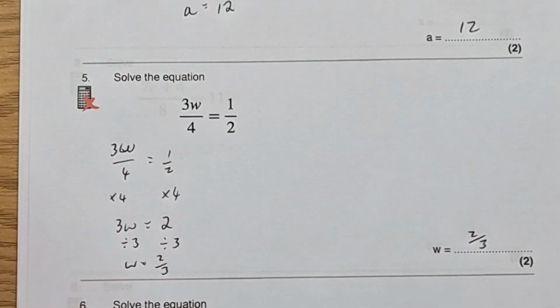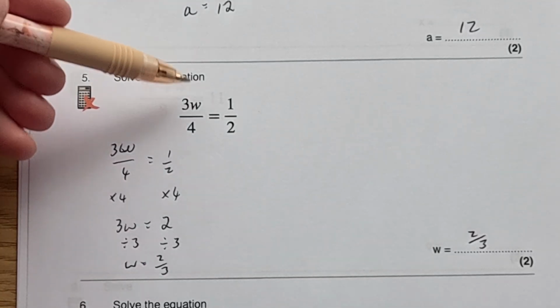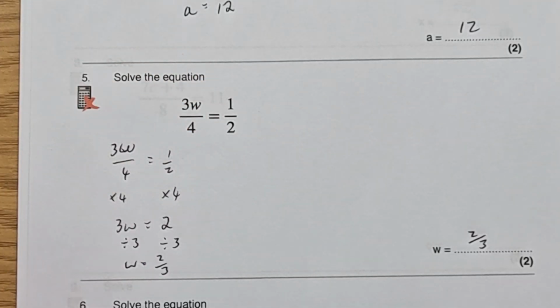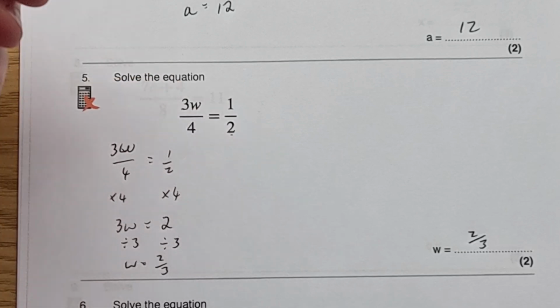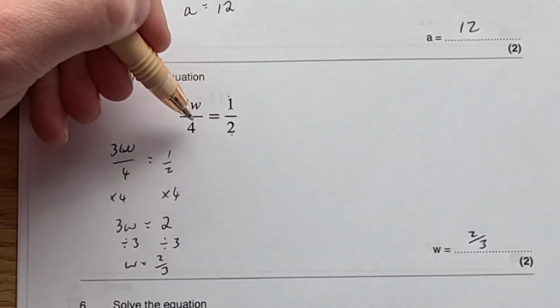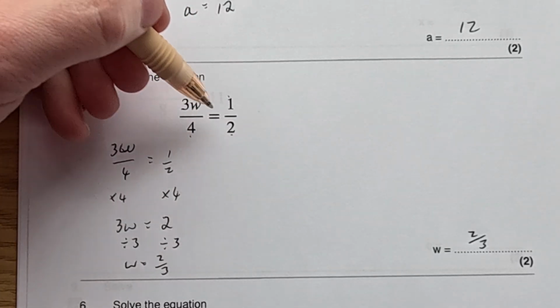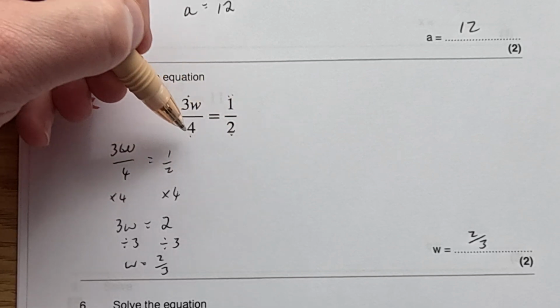So that's one approach. Now with questions like this, where we've got a fraction equals a fraction, I like to use cross multiplication. So cross multiplication is that if you multiply this numerator by that denominator, it'd be the same as that numerator multiplied by that denominator. So 3w times 2 would be the same as 1 times 4.